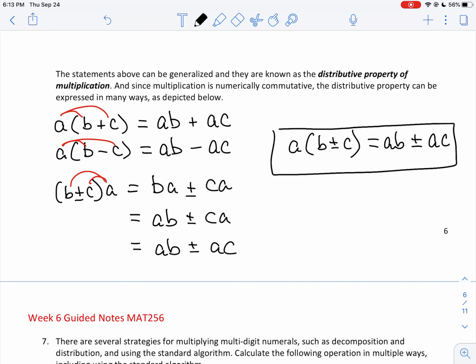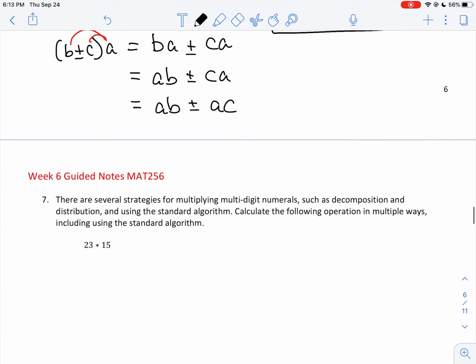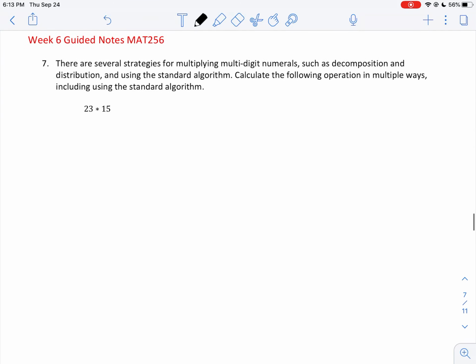Okay, so here's usually how the distributive property is written. There are several strategies for multiplying multi-digit numerals, such as decomposition and distribution, and also using the standard algorithm. Calculate the following operation in multiple ways. Okay, so we're going to do 23 times 15. One way I could do this is to say that I'm going to do 23 times 10 plus 5 to get a 10 involved, and then distribute.